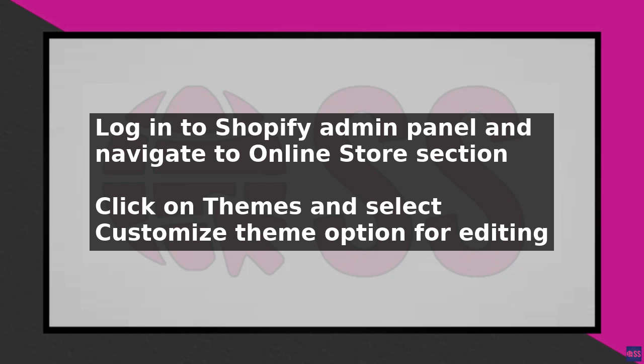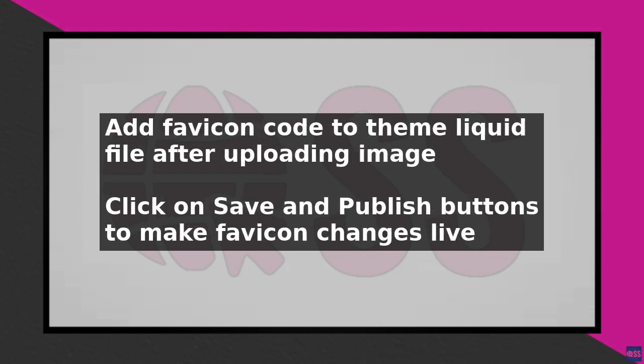Once the image is uploaded, you can add the favicon code to the Theme Liquid file. The code should look something like this: link rel="icon" type="image/png" href="your favicon image URL". After adding the favicon code, click on the Save button to save the changes.